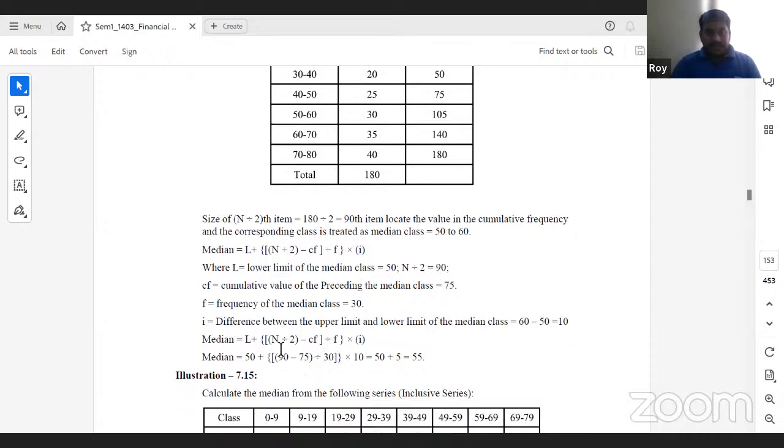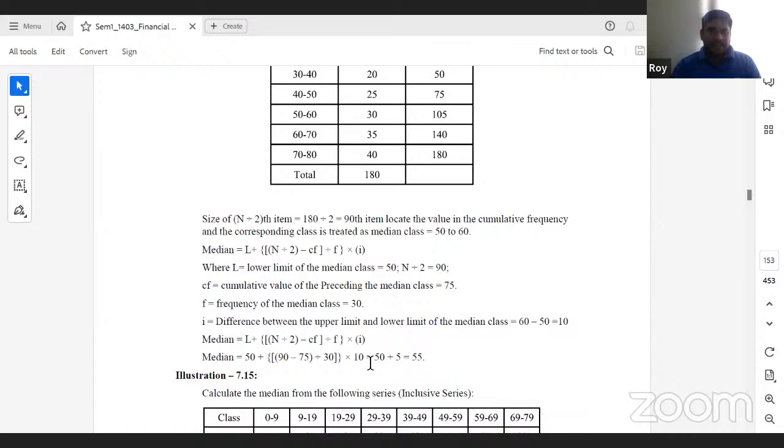Now substitute this. N is 90. We already calculated n divided by 2 minus CF, where CF is 75. Frequency is 30. See, we are not taking the values which are related to the 75. We are taking the values related to the 105. Just keep that point in mind. Here you will be confused. Only 75 we are taking for the CF value. See, n divided by 2 minus CF, divided by F. F, again frequency, we are taking the 105 related thing, 30.